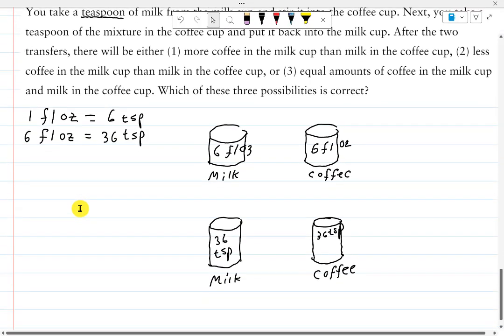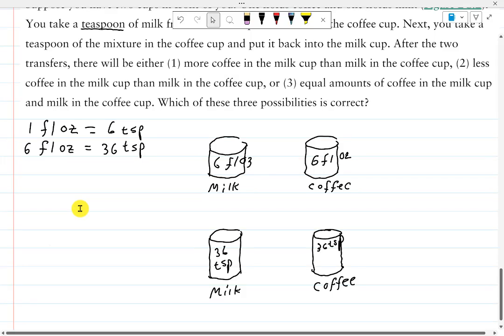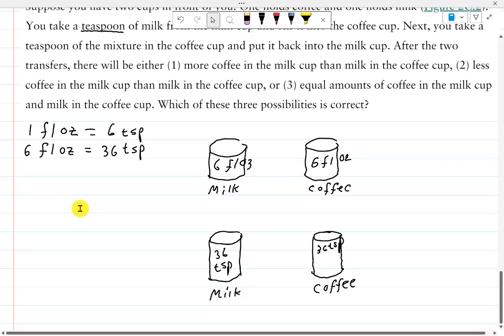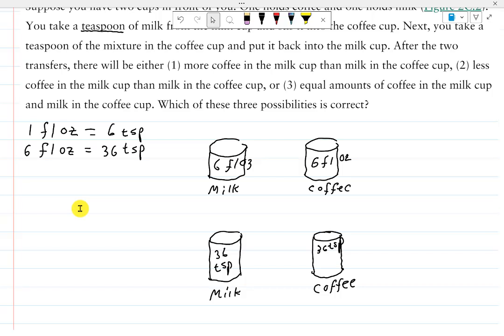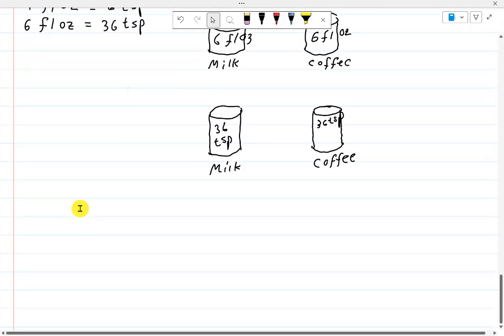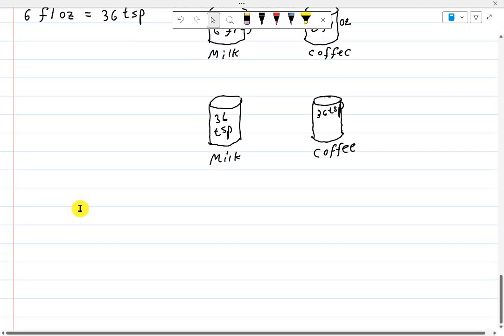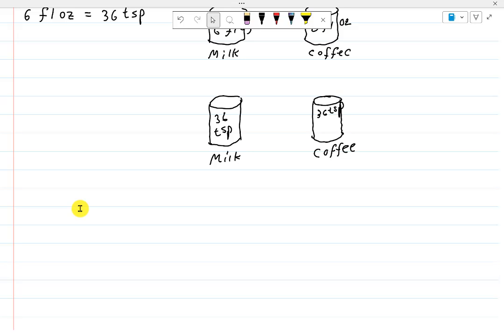Now let me read the rest of this problem. It says, after you do this, they would like to know, these are very weird the way they're worded. They have three possible options here for an answer. More coffee in the milk cup than milk in the coffee cup, less coffee in the milk cup than milk in the coffee cup, or equal amounts of coffee in the milk cup and milk in the coffee cup. So I think the easiest way to do this is a way that is completely different from the way your textbook does it. Although I think their method is okay. I don't like it a lot, but go ahead and read it for yourself.